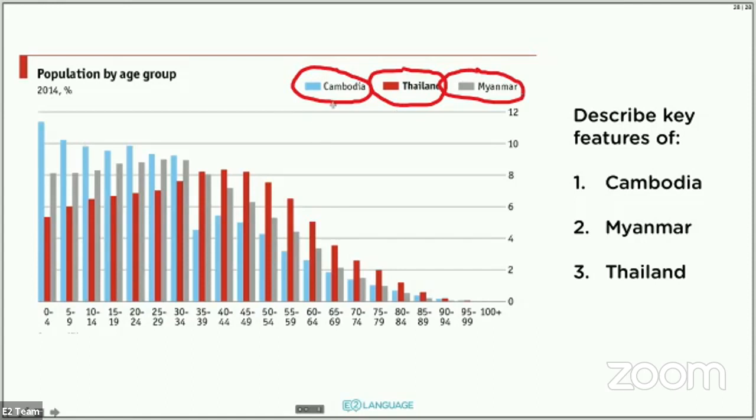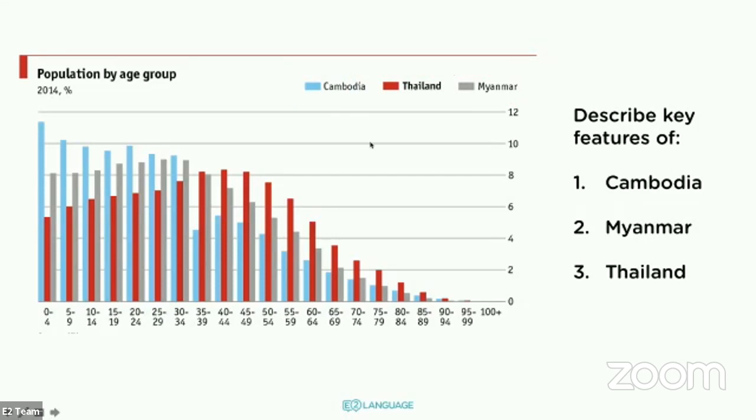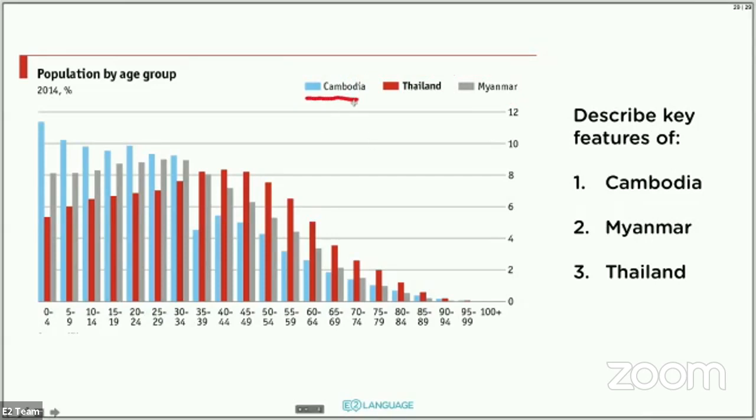So let's look at Cambodia first. Let's look at the blue bars. Only the blue bars. So when you look at this, disregard the gray and the red. And you look at the blue and it says, okay, so what happens here? It sort of goes like this. Okay, I want you to describe that for me in a single sentence, please, and type it into the chat or the comments.